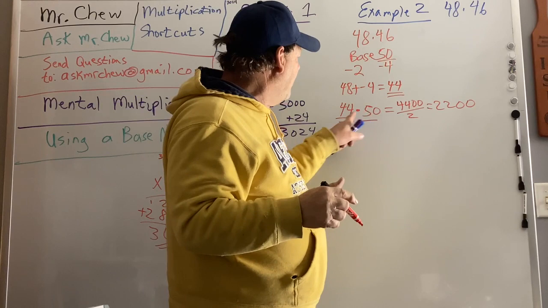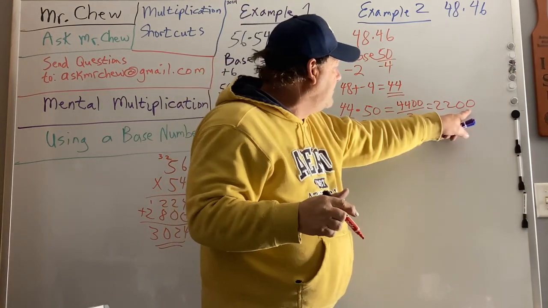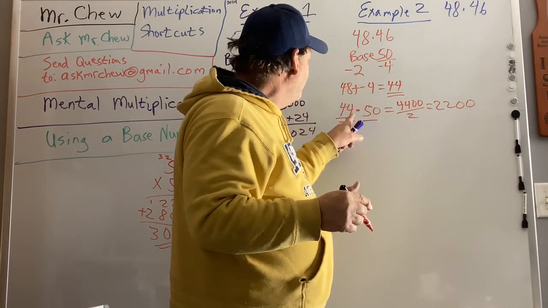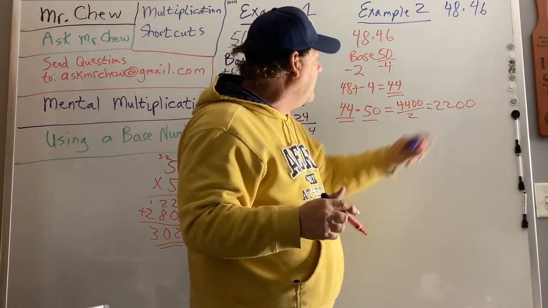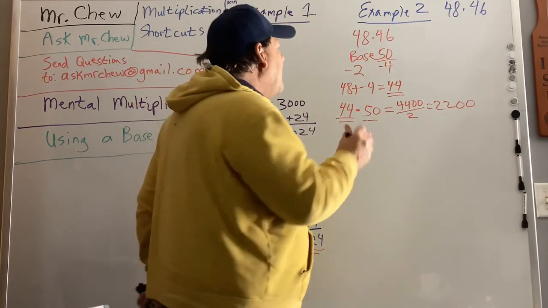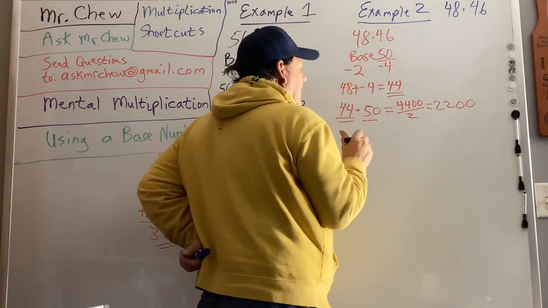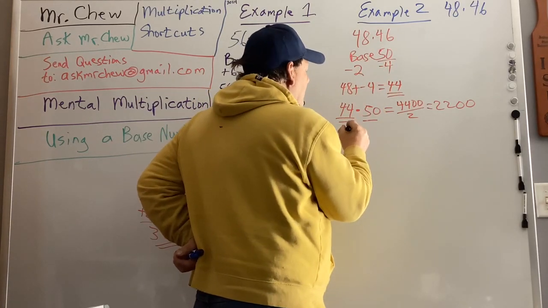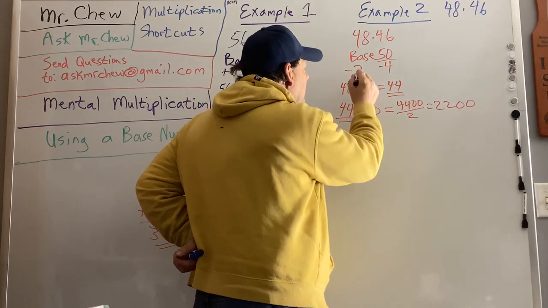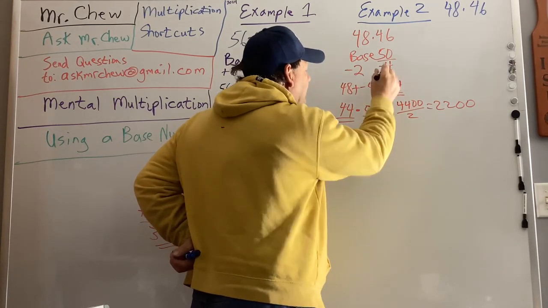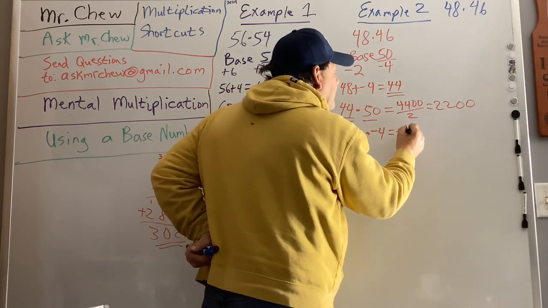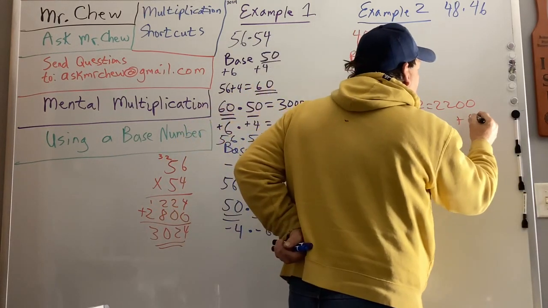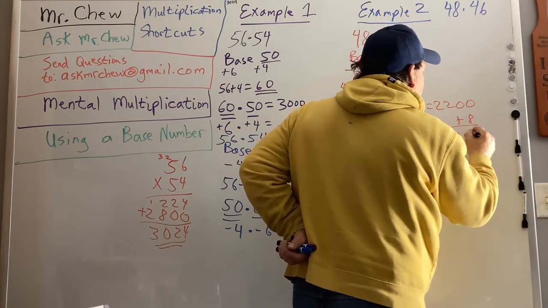I could have taken 50 times 44, and we know it's going to have a 0 on the end. 5 times the 4 is 20. There's another 0. Carry the 2. 5 times 4 is 22. So now I'm not done because I've got to deal with my leftover here. So I have my -2 times my -4, which is going to give me a +8. So I add 8 to it. So the answer is 2208.